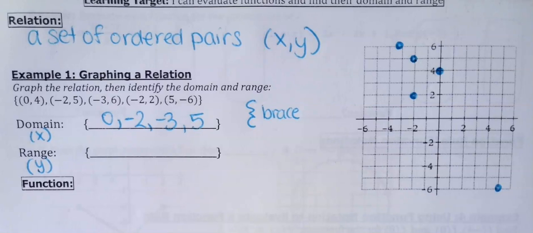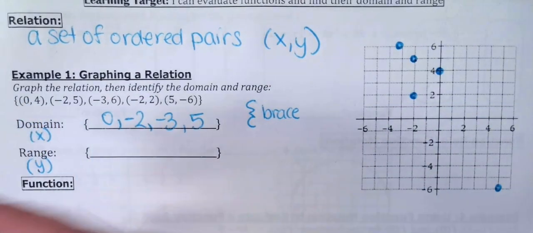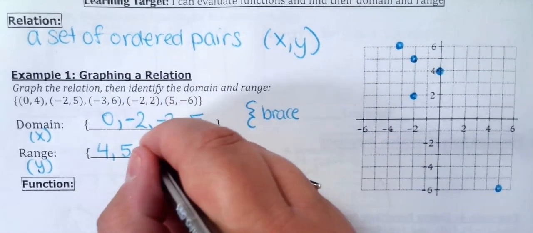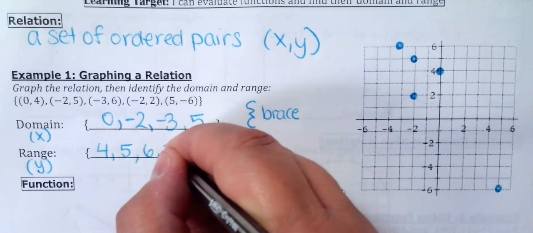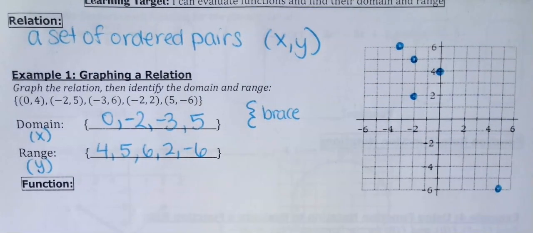Okay, same thing for the range. If it's just points, you just list the different y values. So one of them had 4, one of them was 5, one of them was 6, one of them was 2, and one of them was negative 6. So those were actually all different. So if you just have points, you actually have to individually list out the x coordinates for the domain, y coordinates for the range. Does anybody have a question about that?